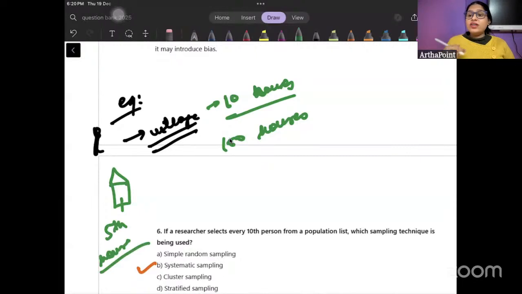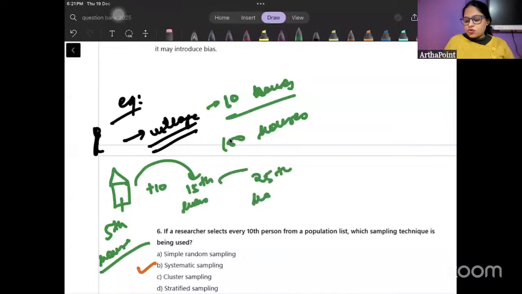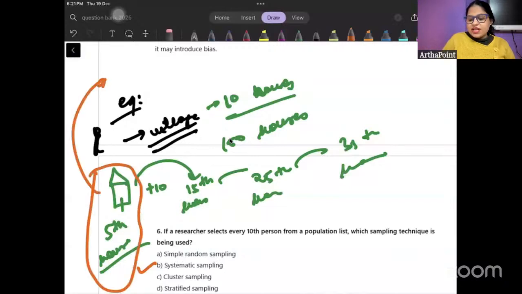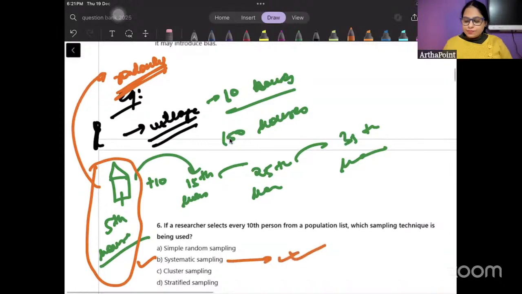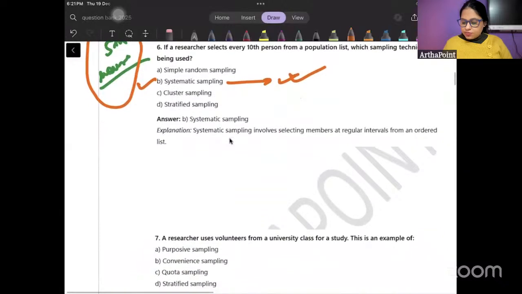And then he will follow a system that, okay, after 5th, I will add 10 to it. I will select the 15th house. Then I will select the 25th house. Then I will select the 35th house, right? So there is some randomness. Randomness क्यों है? Because this first house itself is selected randomly. But there is also some systematic, right? Systematicness, क्योंकि हम एक regular interval पे systematically select कर रहे हैं. So we are selecting in regular interval in a ordered pattern, right? So yes, answer will be systematic sampling. ठीक है, do this one.